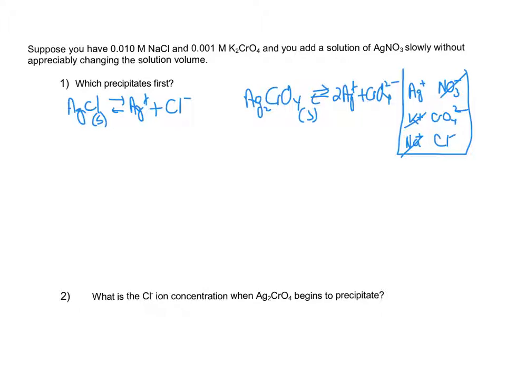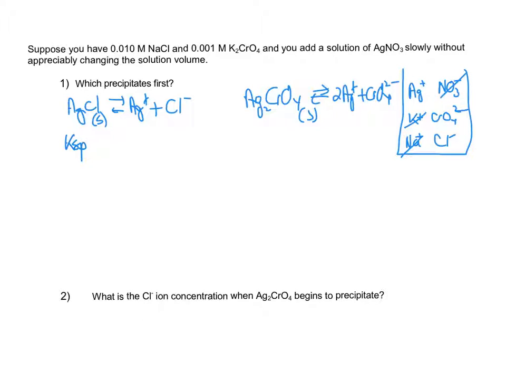You have to figure out, since you're adding the AgNO3 in order to precipitate it, basically what's making it precipitate is the addition of the Ag+, right? So you have to figure out at what concentration of Ag+ would this start to precipitate, and at what concentration of Ag+ would this one start to precipitate. Well, they would start to precipitate when we reach a saturated solution, which means when your concentrations multiplied together would equal your Ksp, right?